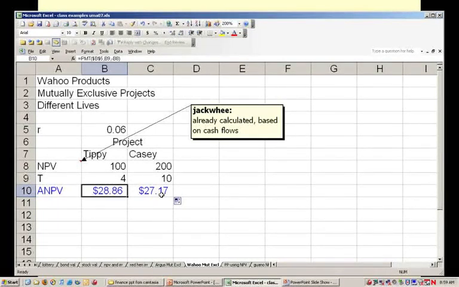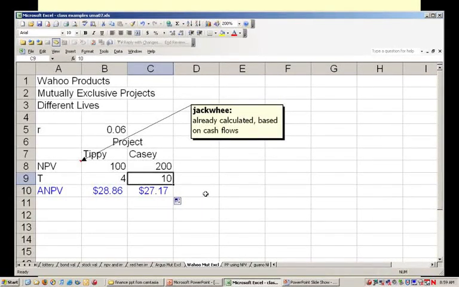Casey generates $27.17 per year for 10 years in present value terms. So on a per year basis, Tippy is the preferred project because it generates more cash in present value terms per year than Casey.